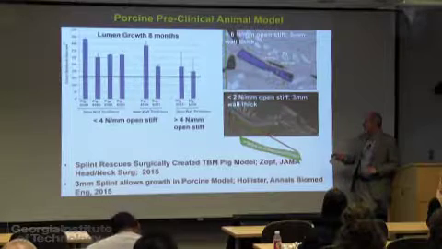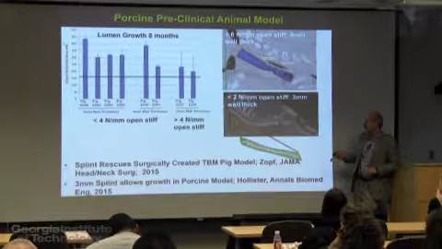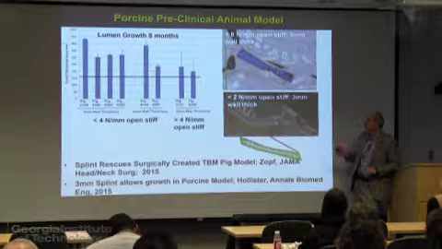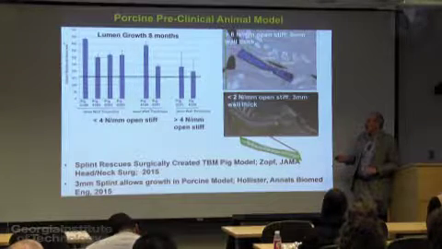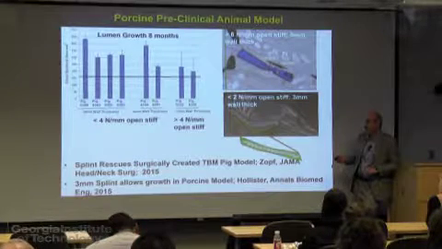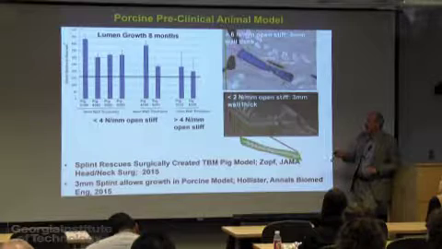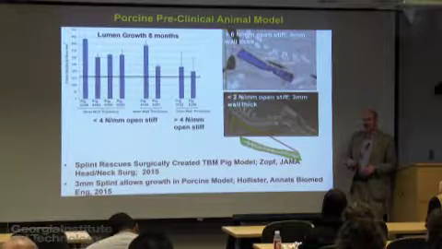So essentially what we did is we sutured a splint around the trachea, as shown here, with different stiffnesses. And we could show from our original design input that if we did maintain stiffness less than 4 Newton per millimeter, as shown here, we could allow essentially normal growth of the porcine airway.